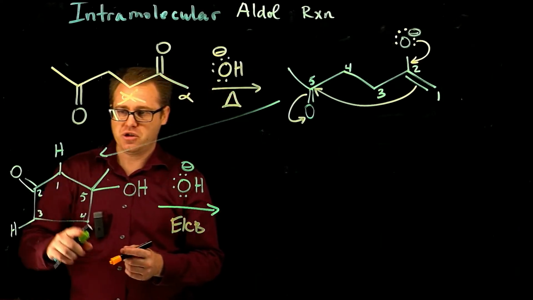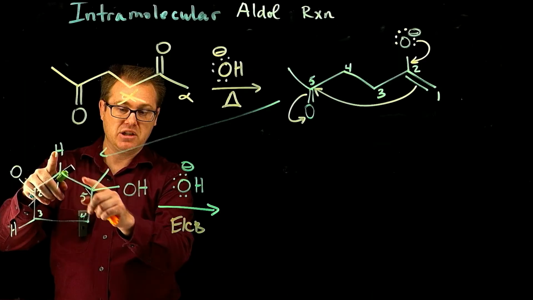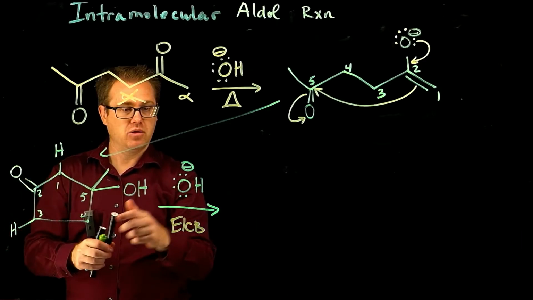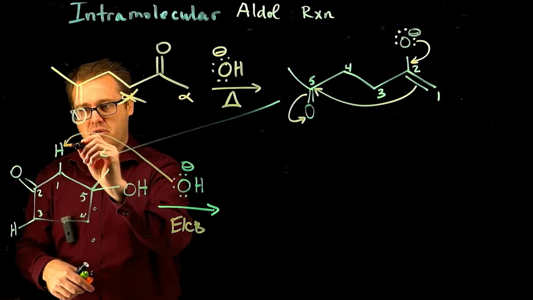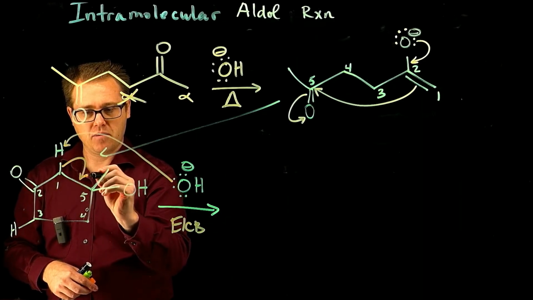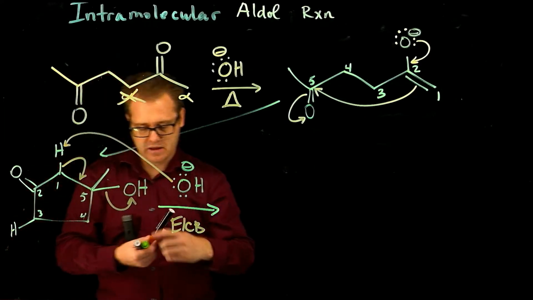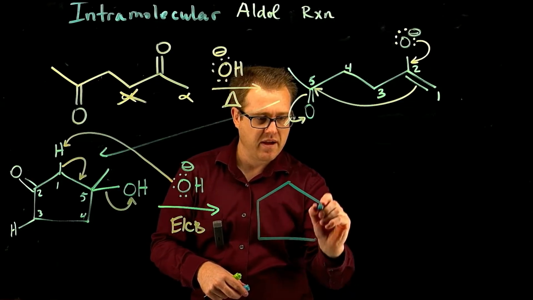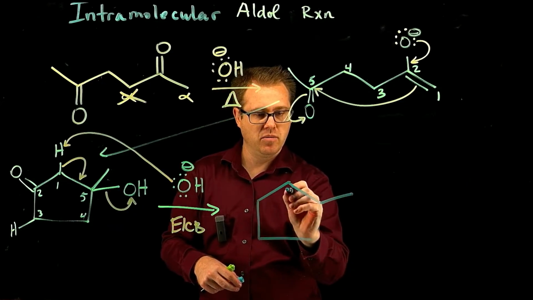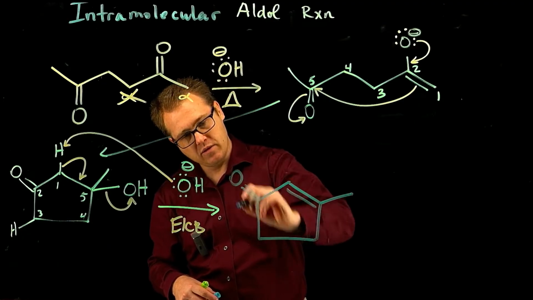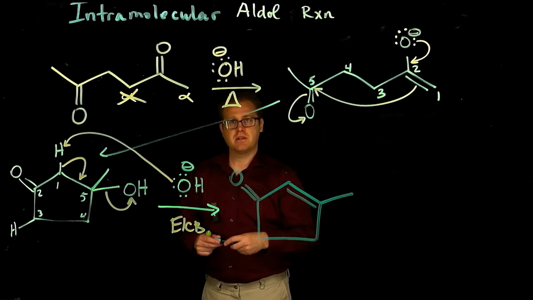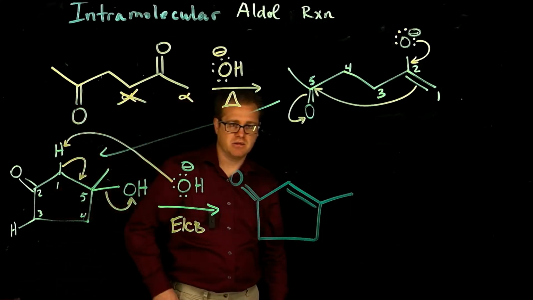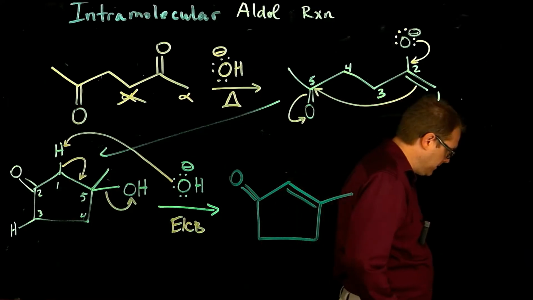So it's going to have to choose the proton that is adjacent to the carbon that's attached to the alcohol. So this is going to come in and grab that proton like that. Boom, boom. And that's going to give us our product. 5-membered ring. Boom, boom. Just like that. So there's an example of an intramolecular aldol condensation reaction. Okay.